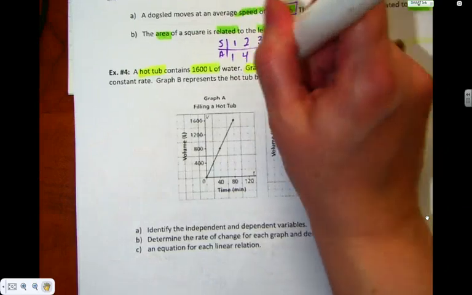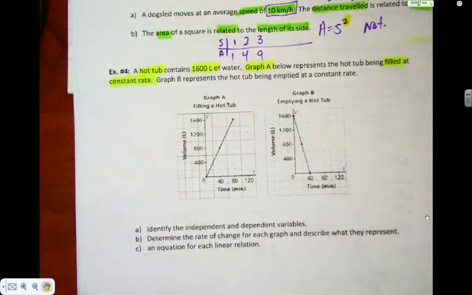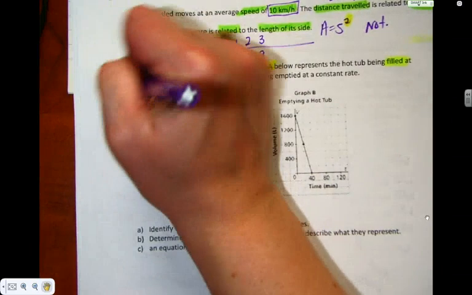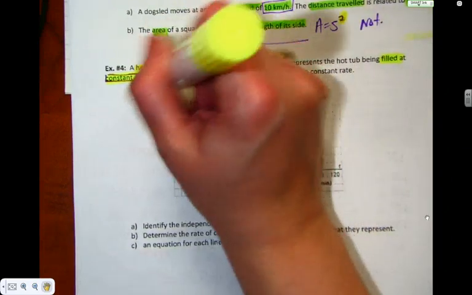What's graph A about? At, ooh, key word here. Constant rate. Why is that important? Because that's telling you that it's linear. So even if you didn't get it from the graph, it says right in the question. What's graph B about?